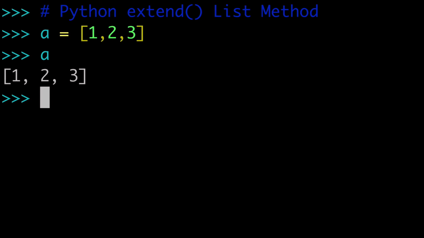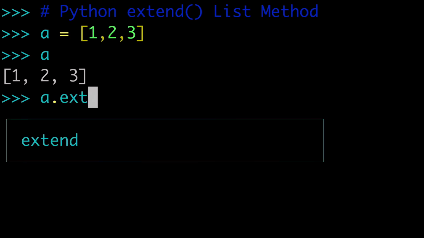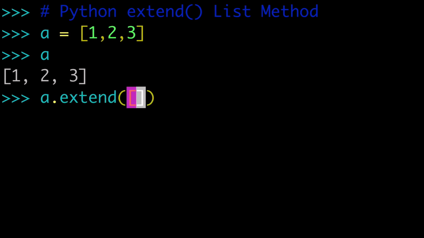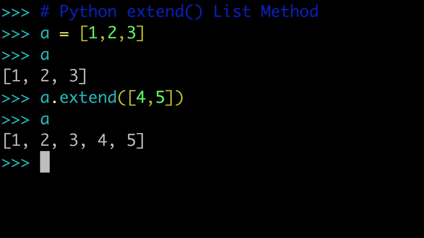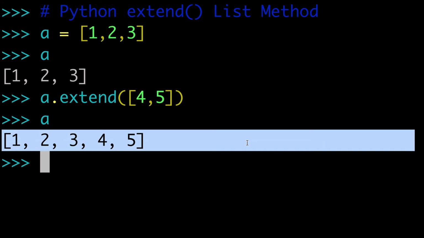How could we add, say, a 4 and a 5 to our a value while keeping it all in the same list, no nested list, just all in the same list? Well, we could do a.extend 4, 5, and now when we print out a, we have our 5 values here, 1, 2, 3, 4, 5.